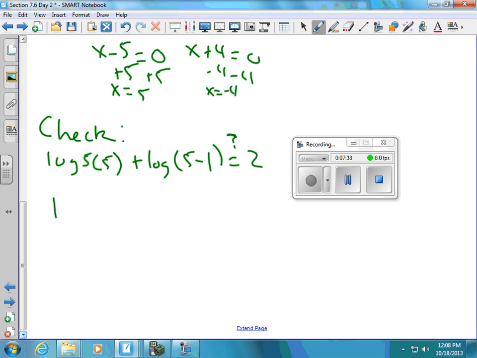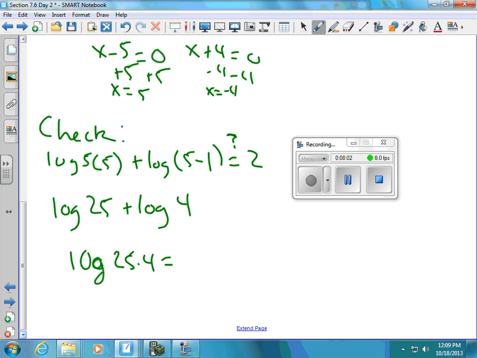So 5 times 5 is 25, plus log base 10 of 4. Remember, log base 5 of 5 plus log base 10 of 4. You could plug it in the calculator if you wanted to get a number, but we can reverse it. We can condense it. We get log base 10 of 25 times 4.